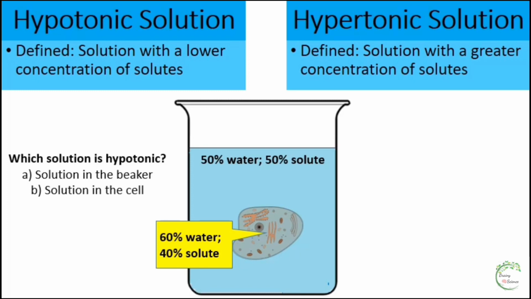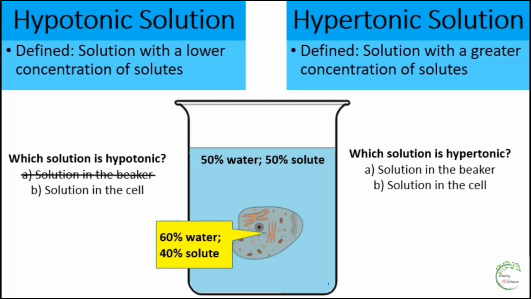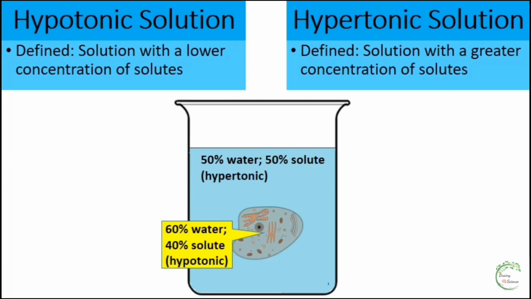Hypotonic is one with a lower concentration of solutes. So therefore, the solution in the cell is now considered the hypotonic solution because the 40% is a lower percentage than the 50%. And which solution would be considered hypertonic? By definition, hypertonic is one with a greater concentration of solutes, and that's the solution in the beaker. 50% is a greater percentage than 40%. So now that I've labeled this solution as hypertonic, the solution in the beaker is hypertonic in this example.